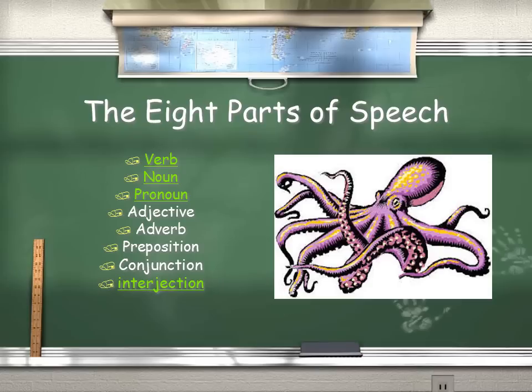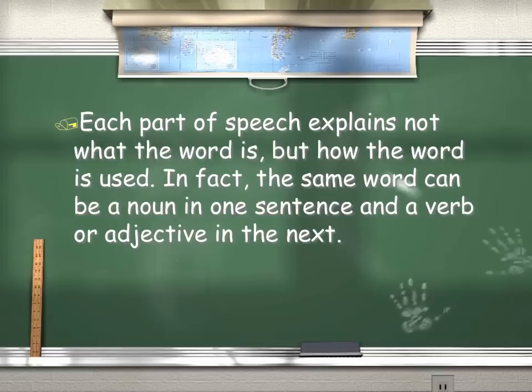Now, the 8 parts of speech are verb, noun, pronoun, adjective, adverb, preposition, conjunction, and interjection. Each part of speech explains not what the word is, but how the word is used, like I said earlier. In fact, the same word can be a noun in one sentence and a verb or adjective in the next.